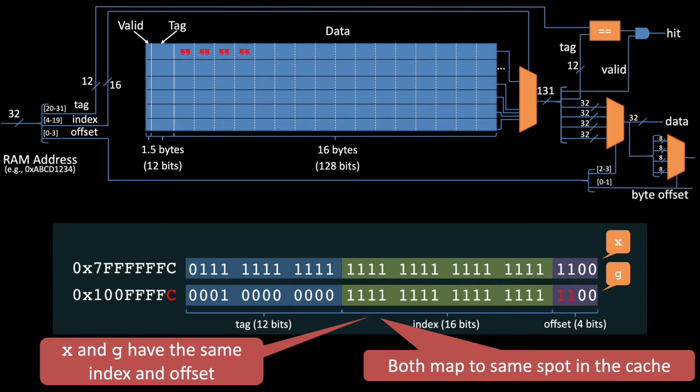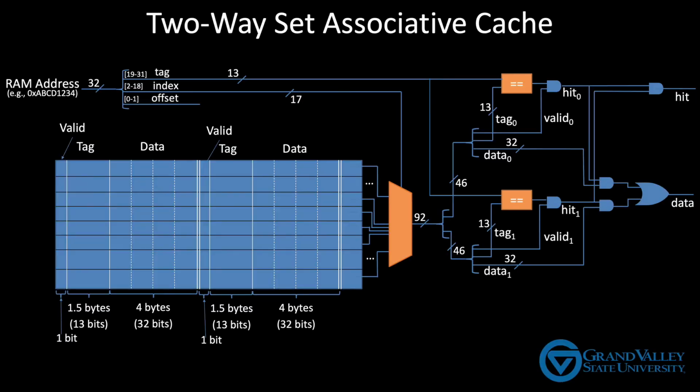But what if we provided a limited flexibility by allowing each byte in RAM a choice of 2 spots in the cache? We model this by drawing the cache with 2 blocks of data on each line. We call this a two-way set associative cache. There's a lot going on in this diagram, so I'm going to step back for a minute and show you the simplified version from the textbook.